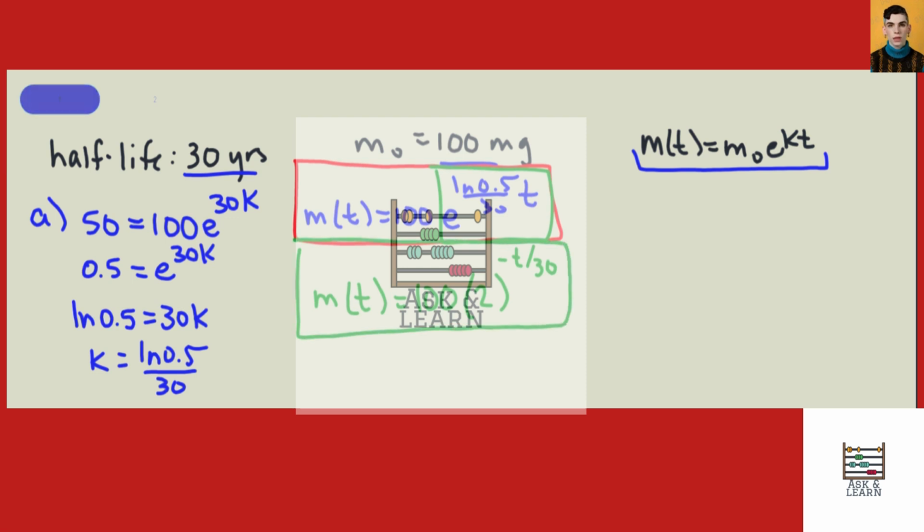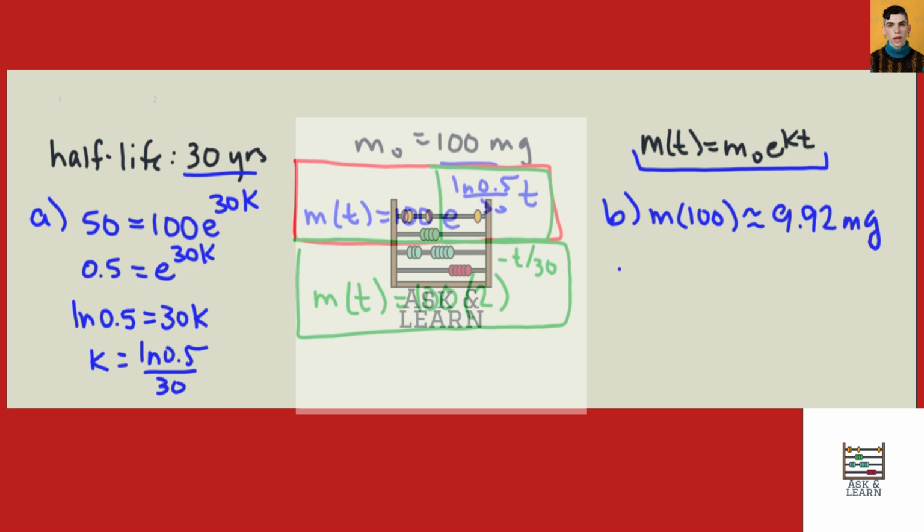Okay, now let's move on to part B. In part B, what we want to do is find the mass when the time is 100. I think it's 100 years. So we just take one of our two models, it doesn't matter which one, we substitute 100 in for the time, and we put it in the calculator and approximate it, and we get about 9.92 milligrams.